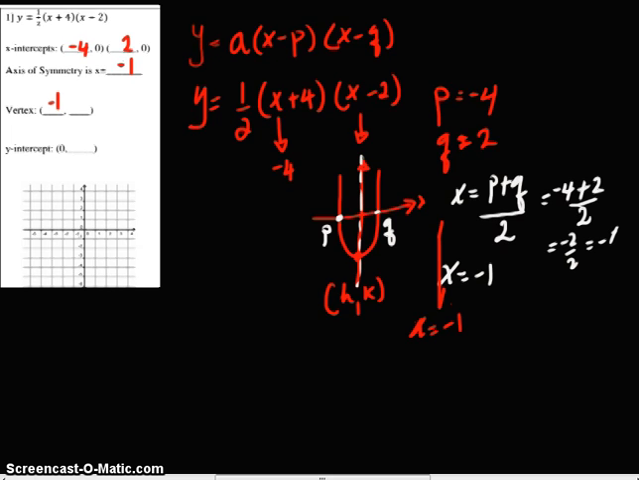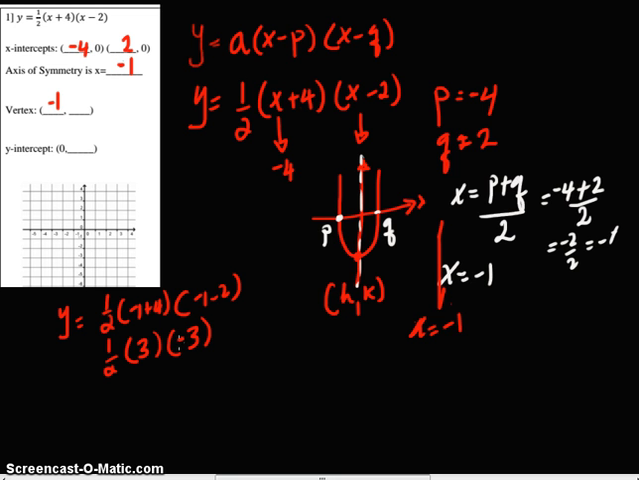Now if x is -1, the next thing we need to do is plug -1 into this equation to get the y, which is 1/2 times (-1 plus 4) times (-1 minus 2). Applying PEMDAS, -1 plus 4 is +3, and -1 minus 2 is -3, so this becomes -9 over 2. So the answer for this one will be -9 over 2, which is -4.5.